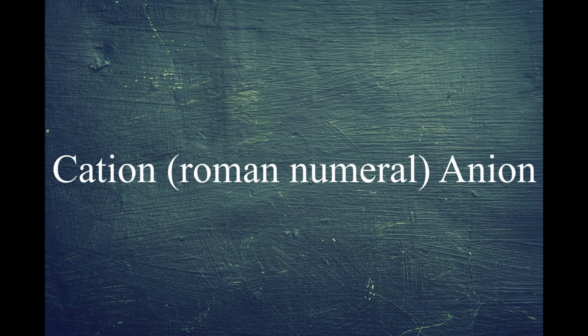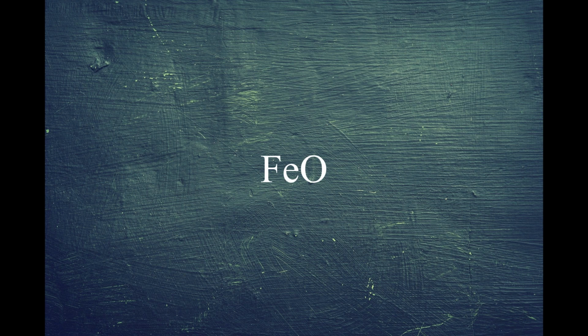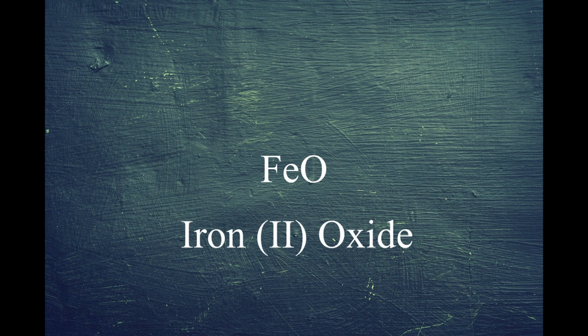For example, if you have an ionic compound that's FeO, we know that oxygen always forms -2 charges, so to balance it out, we have 1 iron. So that iron must also have a +2 charge. Rather than just calling this iron oxide, we must call it iron(II) oxide, and don't forget those parentheses.